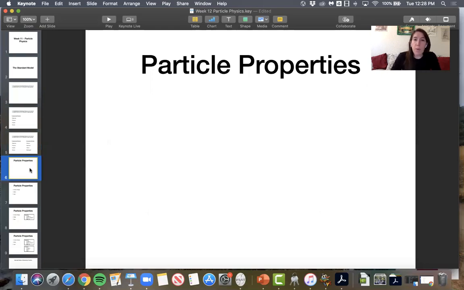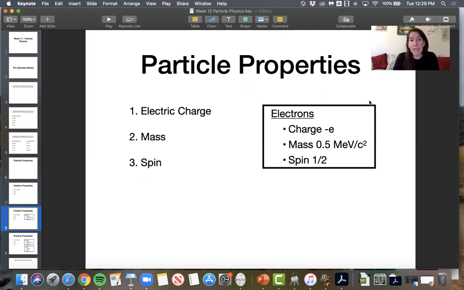First I want to discuss particle properties, which really are the way that we distinguish between different types of particles. And really there are just three particle properties that we care about. First is the electric charge, second is the mass of the particle, and third is the quantum spin, which is the intrinsic angular momentum. For instance, this is how we define an electron: it has charge -e, where e is known as the elementary or fundamental charge. It has a certain mass, which is pretty tiny, and it's a spin 1/2 particle.